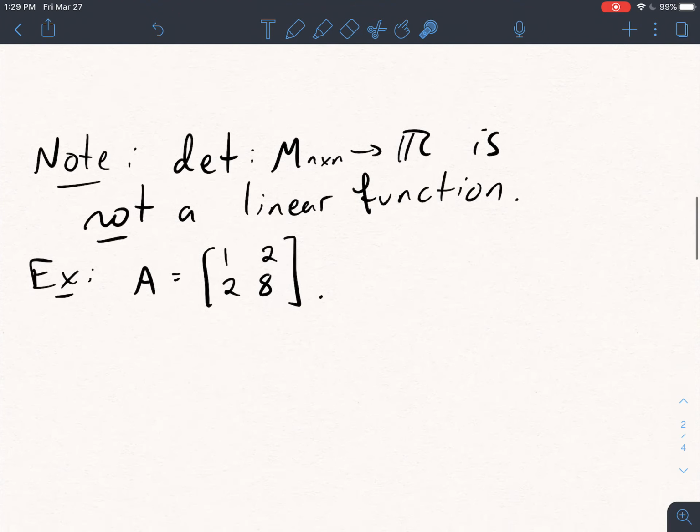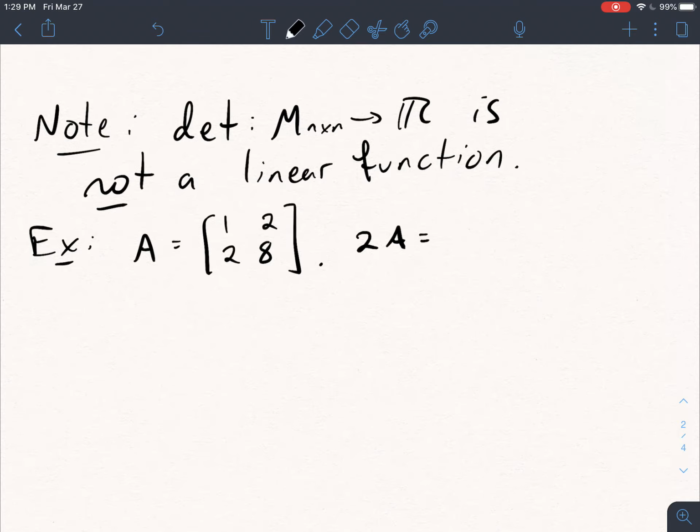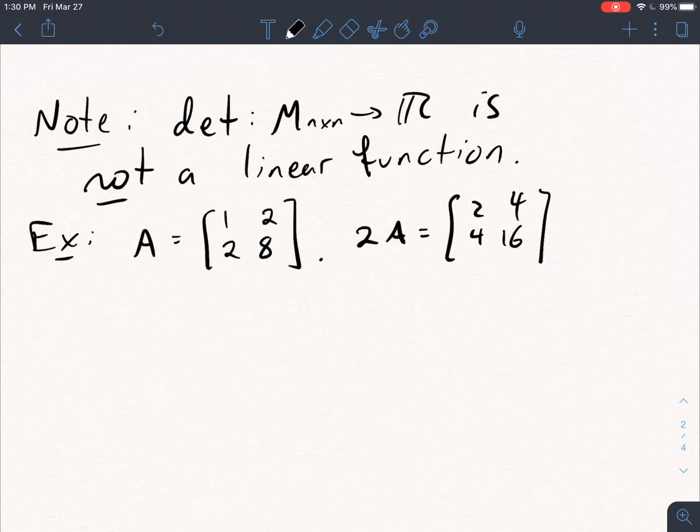So let's do an example here. So here is the matrix A equal to 1, 2, 2, 8. I am going to look at the second property of linear functions, which asks: is the determinant of 2A equal to 2 times the determinant of A? So 2A is equal to 2, 4, 4, 16.